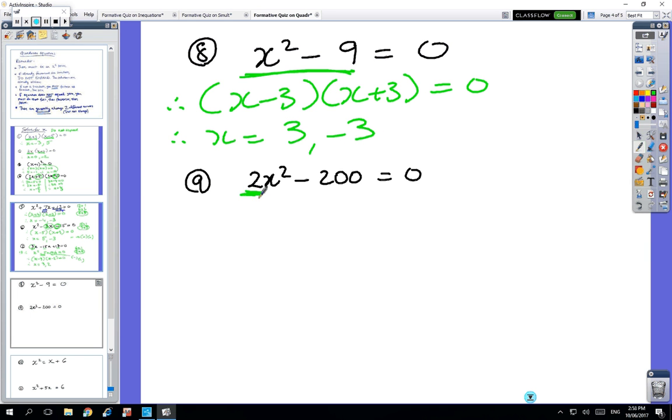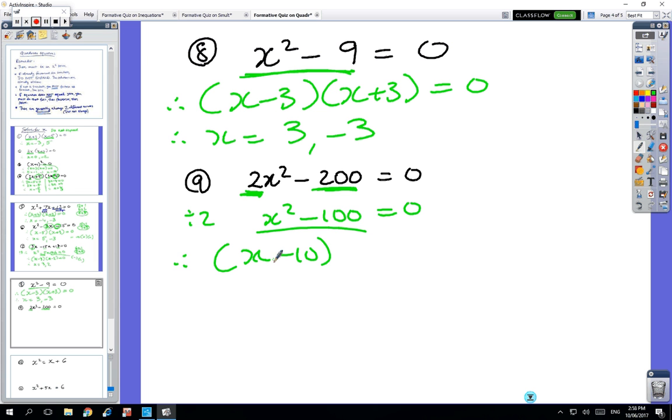Here, 2 goes into both numbers, so what we'll do is divide through by 2. So we've got x² - 100 = 0, and then this is the difference of 2 squares. (x - 10)(x + 10) = 0, and so the answers are +10 for the first and -10 for the second.